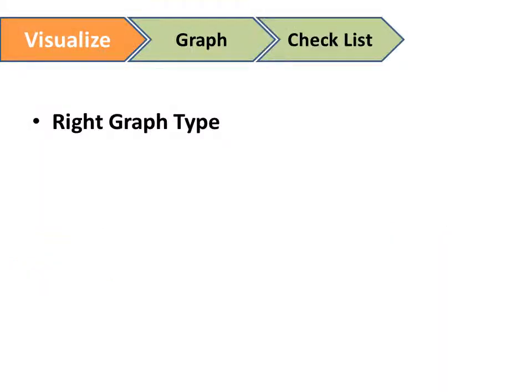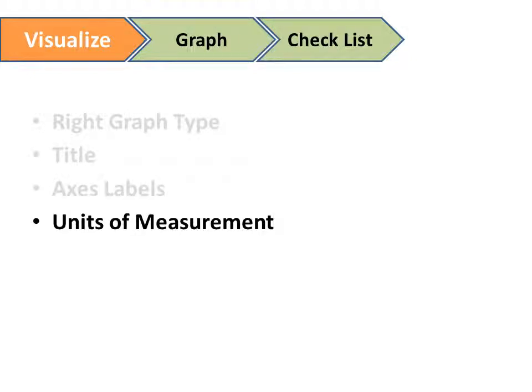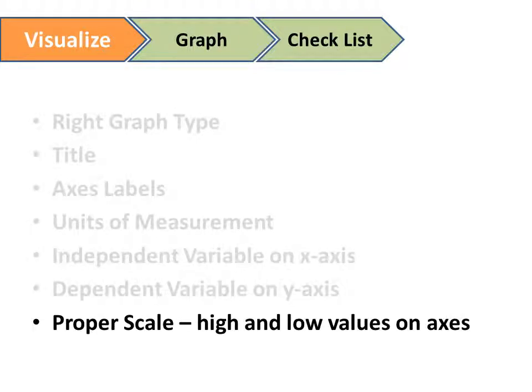No matter how you generate your graph, these are the key features you want to make sure it has. Start by confirming that you are using the right graph type for the data you have and the analysis you want to do. Your graph should have a title and the axes should be labeled. Make sure that the units of measurement are included if relevant. Have your independent variable on the x-axis and your dependent variable on the y-axis. And check that the scale of your graph is appropriate.